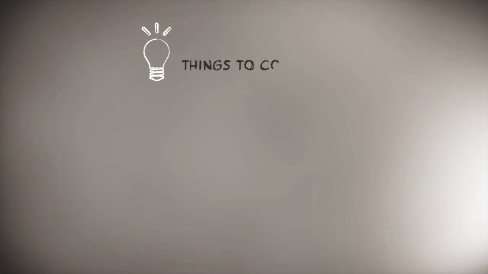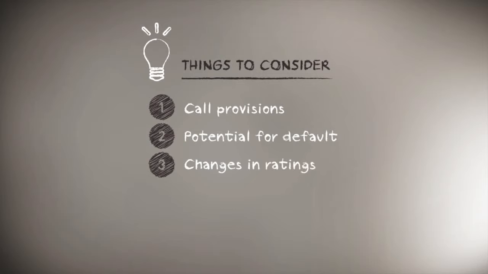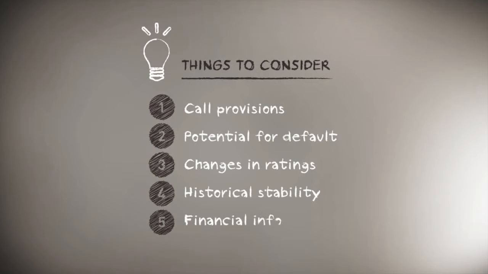With bond ladders, there are a few factors to keep in mind. First, be aware of the call provisions. Depending on interest rate movements, bonds may be called prior to maturity, disrupting the structure of your bond ladder. Also, consider the potential for default. That is, when the issuer of the bond fails to make timely payments of interest and principal. And familiarize yourself with changes in ratings, the historical stability, and the financial information of the issuer of the bonds.